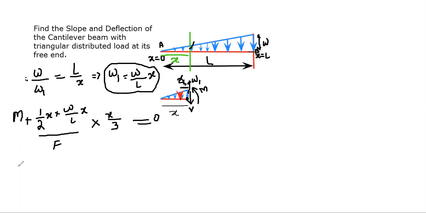We can write this as, therefore, the bending moment equation for the beam becomes M equal to minus W x cube divided by 6 times L. So this is the bending moment equation, W x cube by 6L. This is the bending moment equation for this cantilever beam.